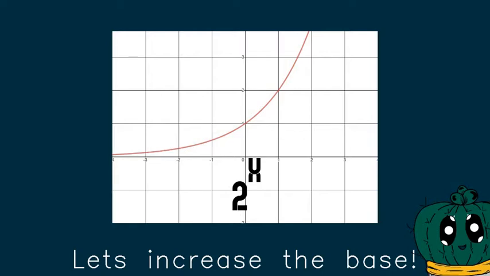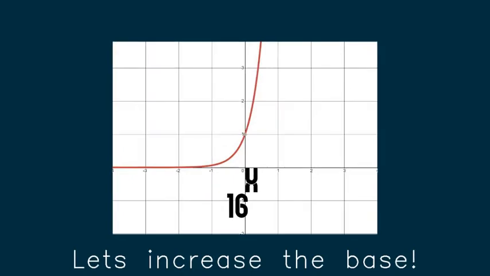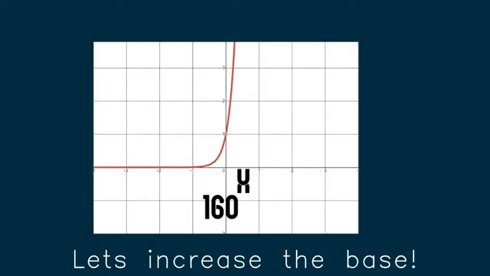Now let's increase the base. This is 4 raised to the power x, and as you can see, it became a lot steeper. It's like a hill, and it looks like we're at the bottom of the hill, and it just got a lot harder to climb the hill. And 16 raised to the power x, let's see, it becomes a lot steeper, and as you move forward, 160, see, it becomes a lot harder.